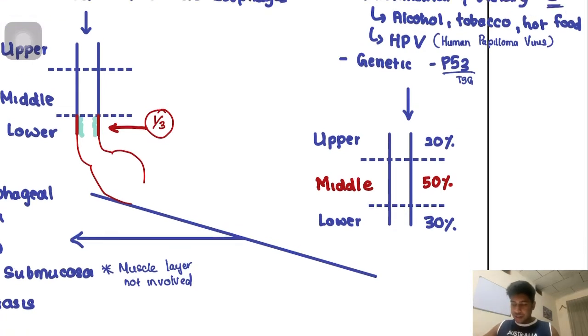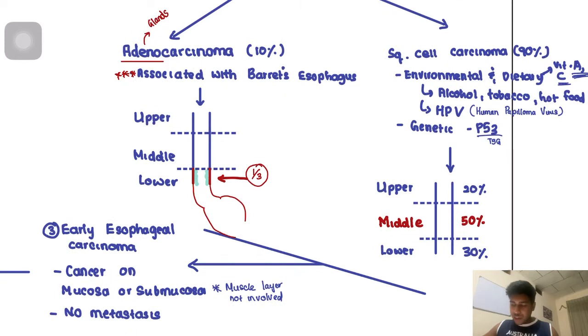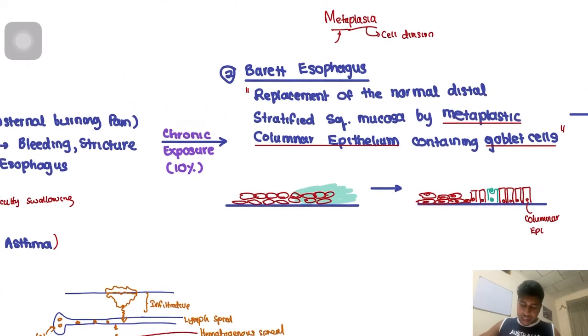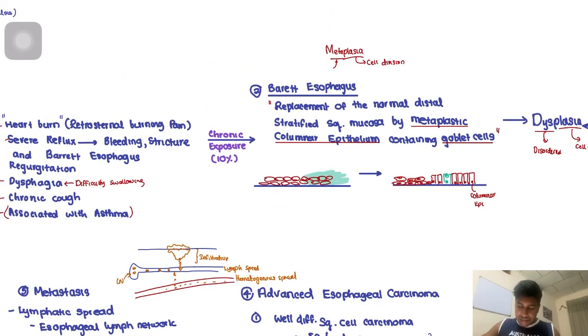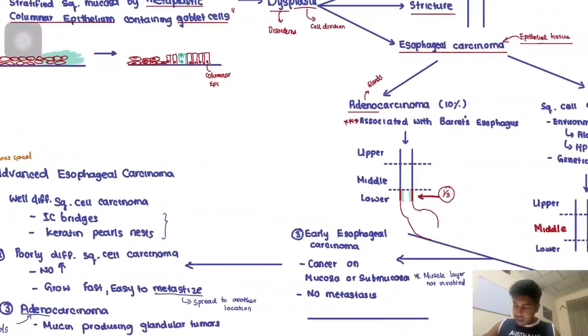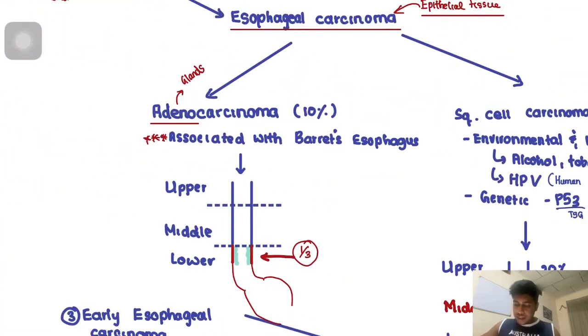you can get squamous cell carcinoma. Okay, so what you need to take from this is: adenocarcinoma is associated with Barrett's esophagus, and it's less common. See, in only 10% of the people with chronic exposure to GERD or esophagitis symptoms can it lead to adenocarcinoma.